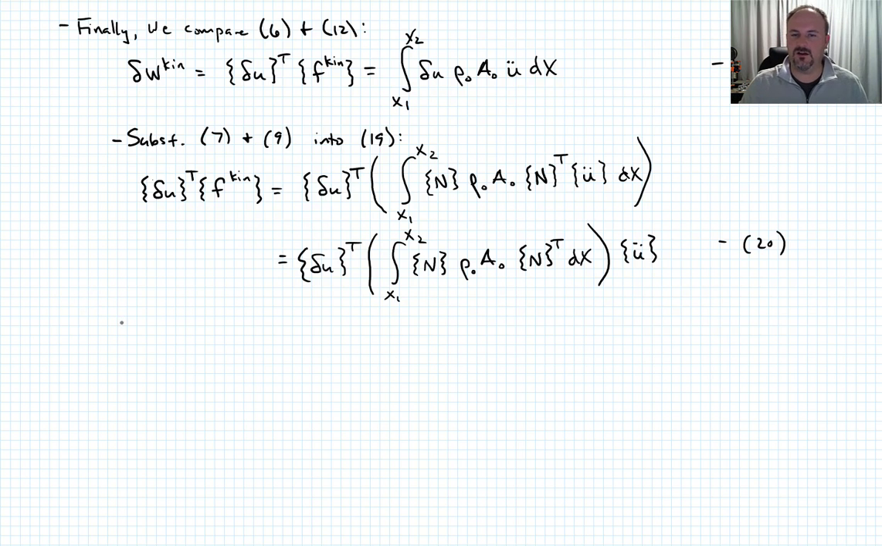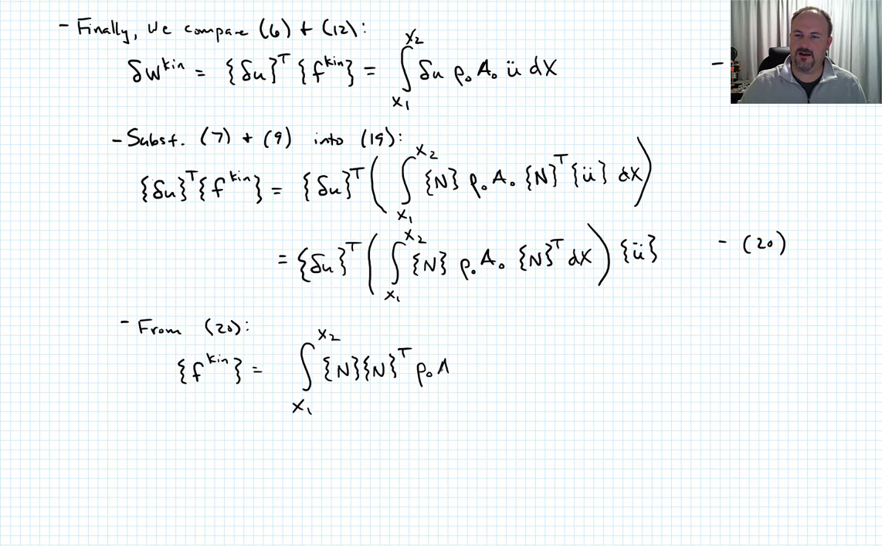Just like before, we can look at equation 20 and now write down our kinetic force vector, which now looks like the integral from x1 to x2 of N times N transpose times rho naught a naught dx, times U double dot. Let's call that 21.